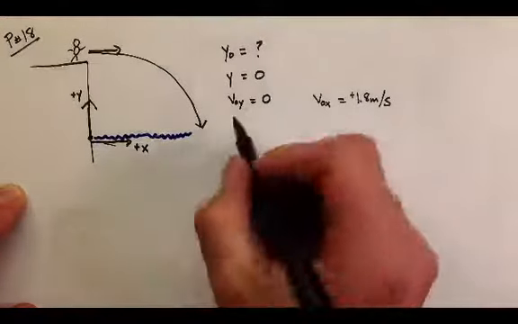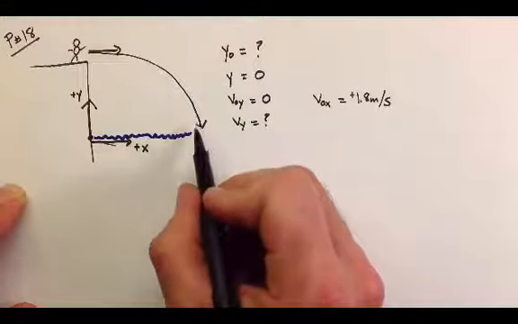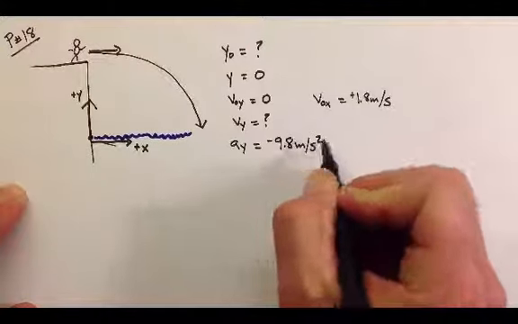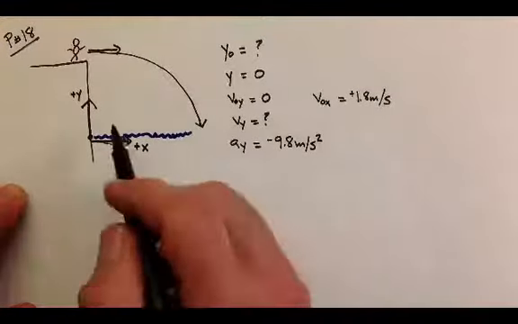All right. Final velocity in the y direction, that would be how fast he's moving in the y direction right before he hits the water. I do not know that. But I do know that the acceleration in the y direction is a negative 9.8 meters per second squared. Again, we're assuming this guy is a projectile, he's in free fall, ignoring air resistance, that type of thing. So he's going to be accelerating downward at negative 9.8 meters per second squared.